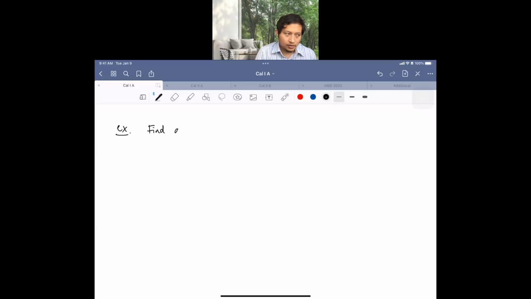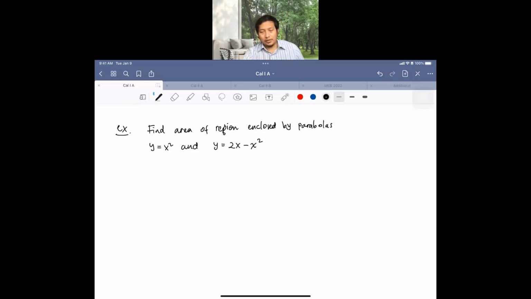Find the area of the region enclosed by the parabolas y equal x squared and y equal 2x minus x squared. So we are not given other information aside from these two parabolas. This is just the usual parabola. The second one is the negative parabola, which means we have this. So of course, if we combine those two, we will get some point that is intersecting, right?